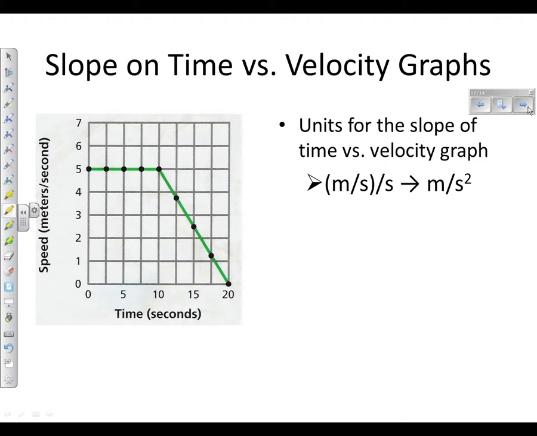So if we take a look at this graph here, how does this graph start off? What is this object doing at the beginning of this graph? It's constant motion. Let's go with constant speed. Actually, let's go with constant velocity, right? Because we said that the positive and the negative indicate direction for us. So if this is a constant positive 5 velocity, that means it's moving at the same speed, but also in the same direction. And then what starts happening to this object?